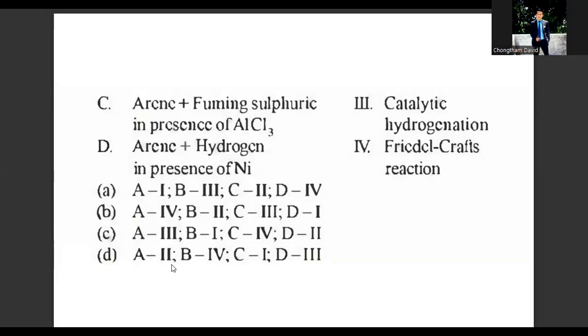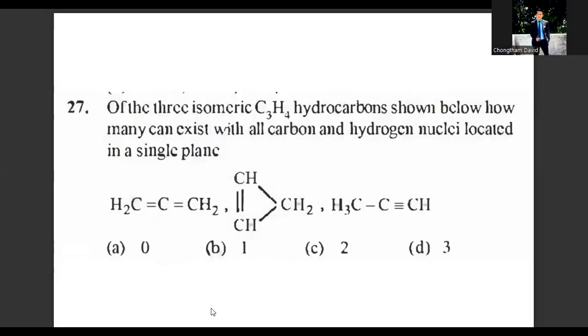Let's move to question number 27. Of the three isomeric hydrocarbons given by the formula C3H4 below, how many can exist with all the carbon and hydrogen nuclei located in a single plane? So in this hydrocarbon, you are given the formula C3H4. Learn to draw the structure of C3H4. You can count 3 carbons and only 4 hydrogens, which means you have to manipulate and write the formula.